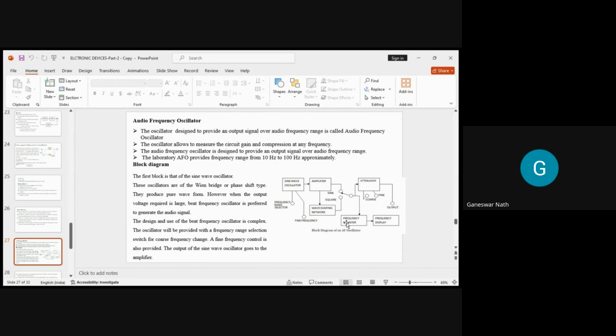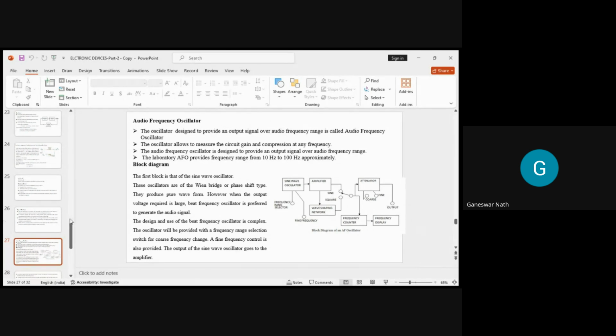If we discuss the block diagram, this is a sinusoidal wave oscillator which has a frequency range selector, so you select the frequency that you want. Then it is connected to an amplifier, which you have already discussed, which may produce a sine or square wave. It is also connected to a wave shaping network like a clipper or clamper circuit. Then it is connected to the attenuator and frequency counter, frequency display, and finally we get the output here.